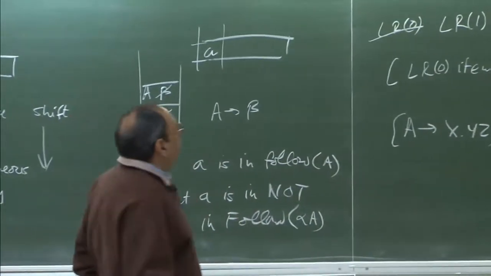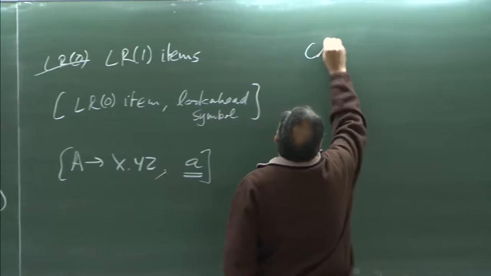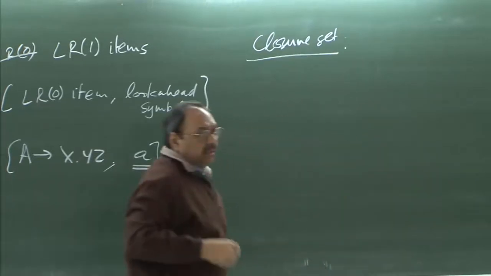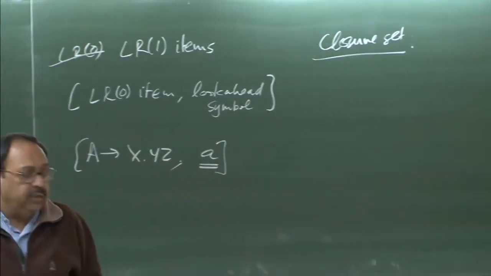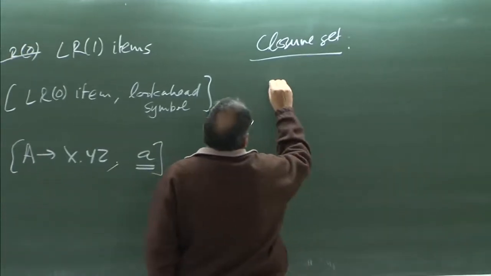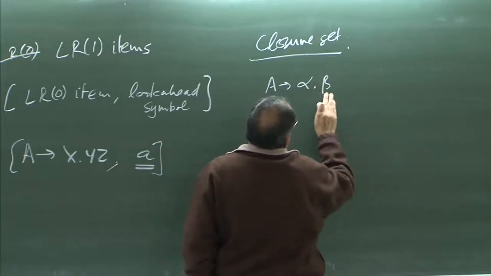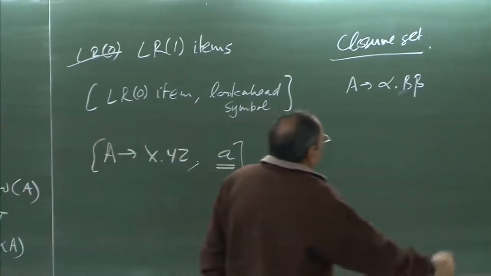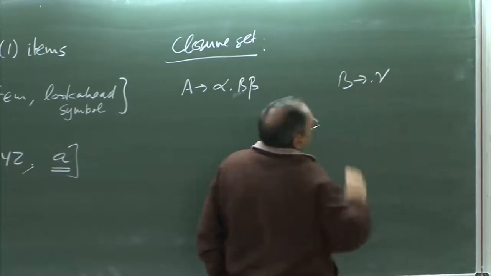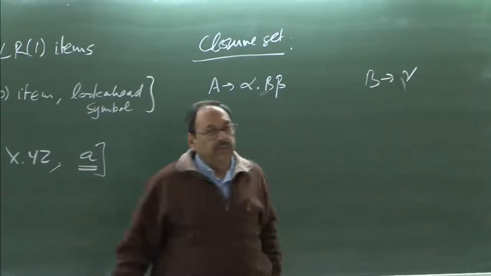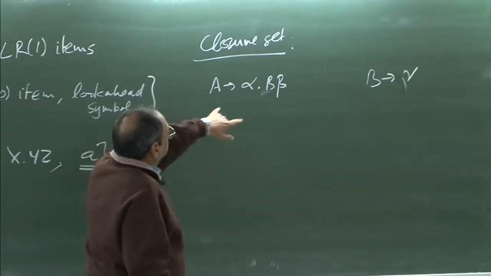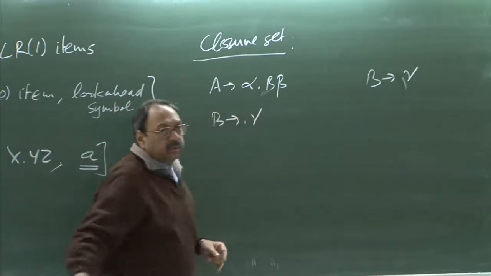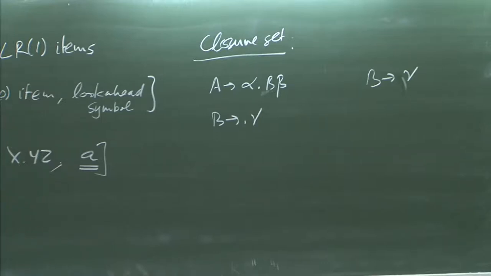Second thing I introduce is that when I look at my definition of closure set, earlier my closure set, so just to put you back on the track so that at least you remember, how did I compute my closure sets? I said that if I have an LR0 item which is of this form, A goes to alpha dot B beta, and I have a production which says B going to gamma, then how did I compute closure? I said all these items are going to be in the closure, and B going to dot gamma also is going to be in the closure. That is what was my definition of closure.